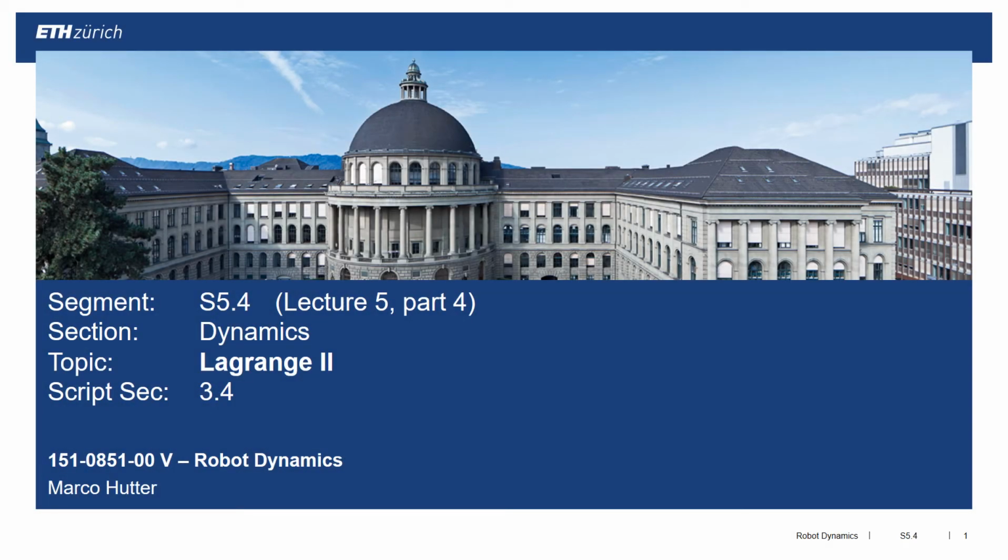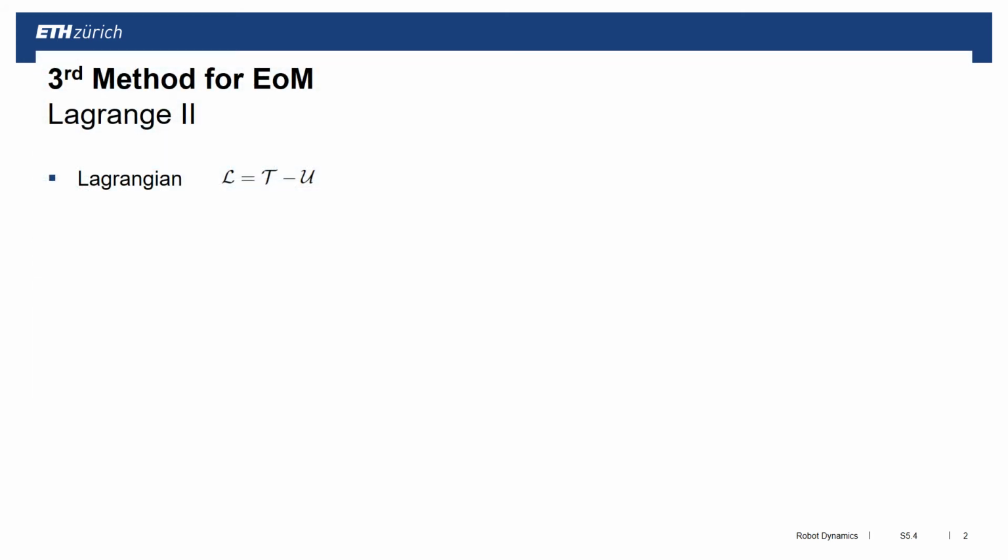The third method that we're looking at in order to calculate the dynamics equations of motion is Lagrange II. So this is an energy-based method which will in the end result in something very similar to what we have seen previously. Now Lagrange II works the following way. You first determine the Lagrangian, which is nothing else than kinetic energy minus potential energy.